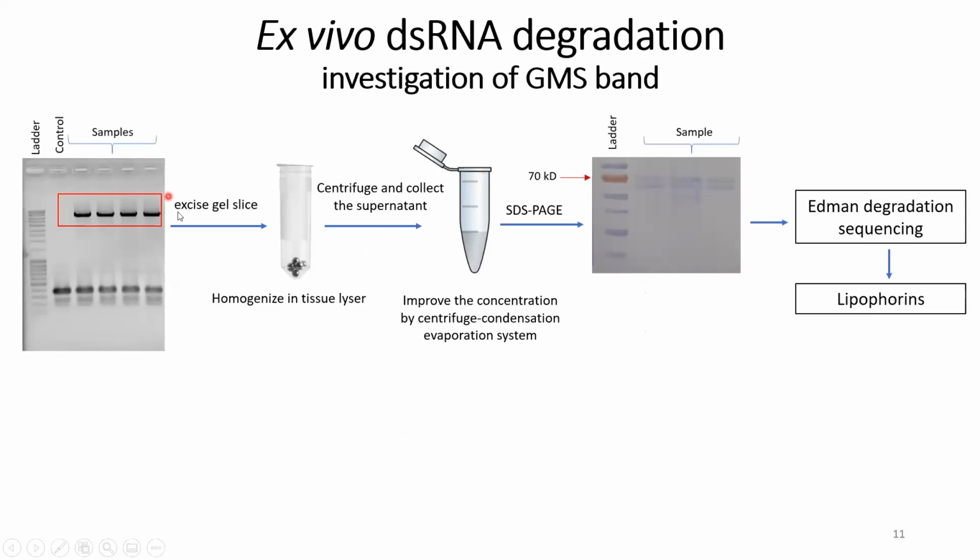So here is the gel, and we excise the band from the gel and collect it in a tube and then homogenize it to take out everything from the gel. And for this, we centrifuge it and take out the supernatant from here. And then the supernatant was used further, the water was evaporated from the supernatant, and then it was run on the SDS-PAGE. And here you can see that it was a protein of about 70 kilodaltons. And after sequencing, we found that it is a lipophorin.